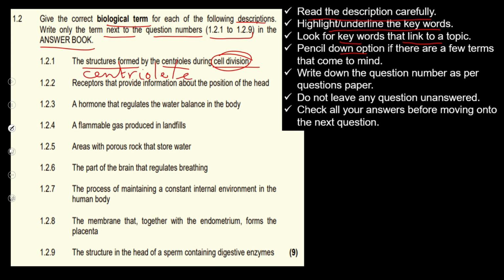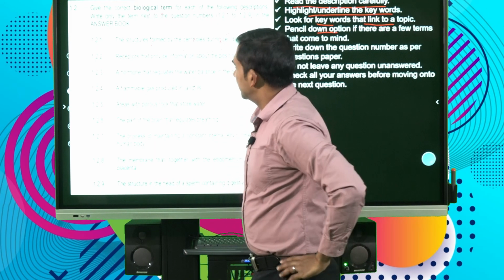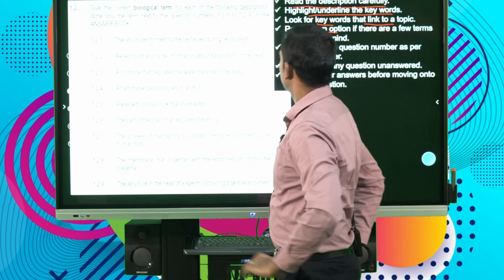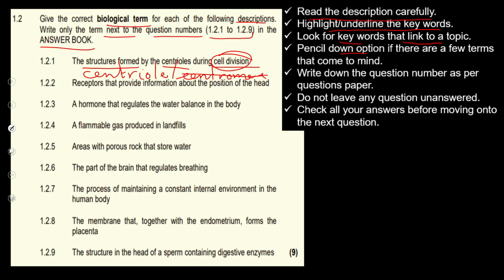Could they be centromeres? If I'm confused, now I'm thinking. I was confused when I was studying this section. Let me look at this. No, guys, centromere is not correct. That's exactly what I've done. So I was confused, I penciled down my options, I've cleared my head, I've recollected the concept. It's centriole. Now I can write down my answer as per the question number.